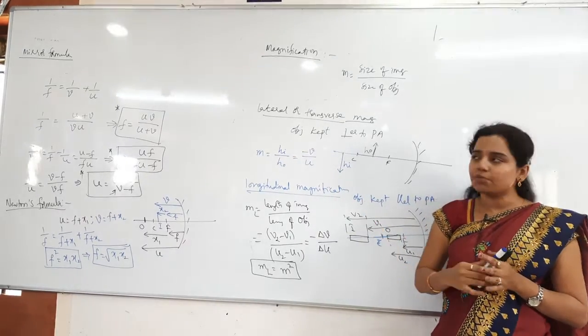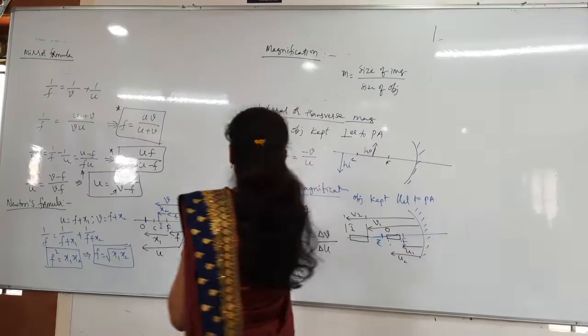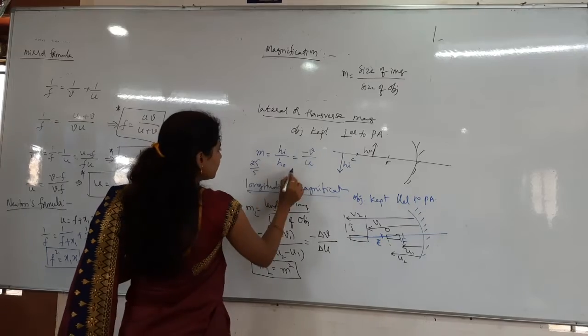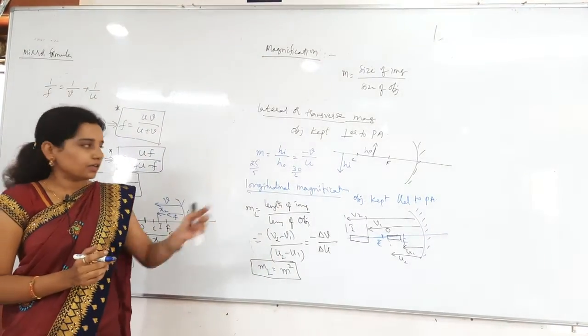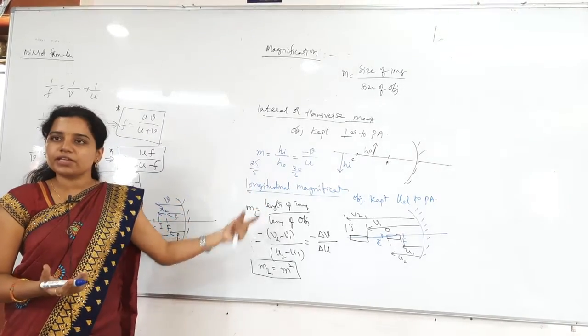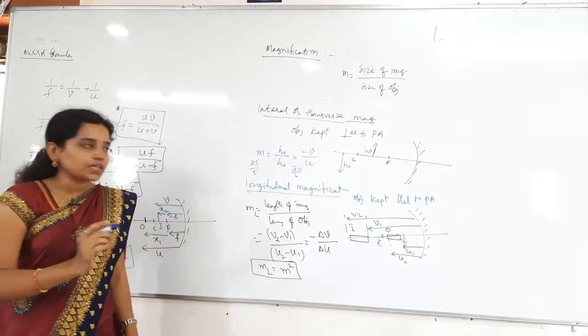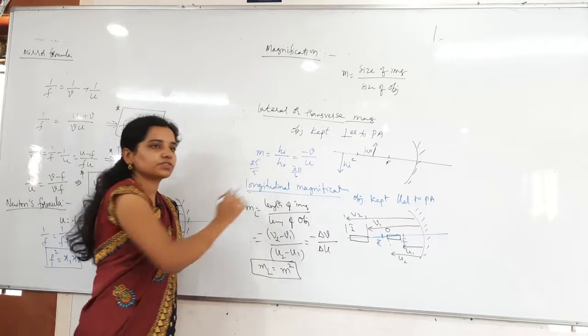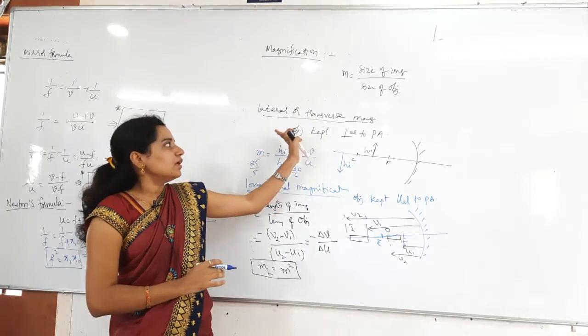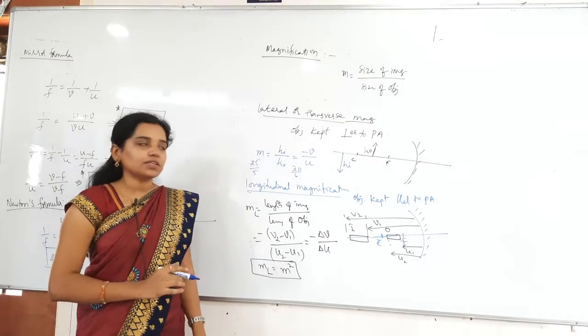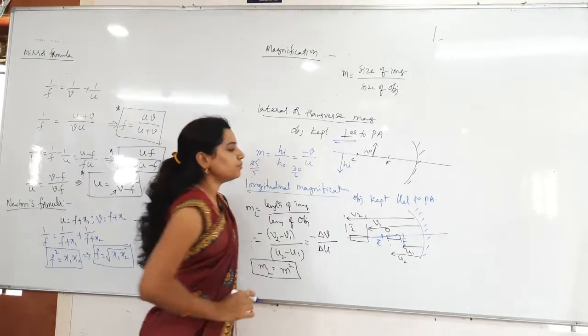For example, it can be 25 by 5, it can be 30 by 6. You understand? In all the cases how much will come? 5 only, right? So that is how it will be. You cannot say that 25 is equal to 30, 5 is equal to 6. That's wrong. Clear? Then that is about the lateral or transverse magnification. The object is kept perpendicular to the principal axis.